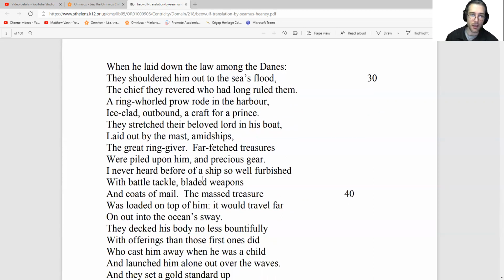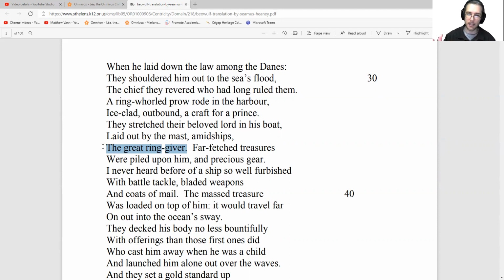So he's the great ring giver. He's known as being great because he gives out rings as tokens of his generosity and affection towards all of his subjects or to those that he's trying to win to his cause. Gift giving is again highlighted as the basis of his greatness. That's the behavior that's to be admired.